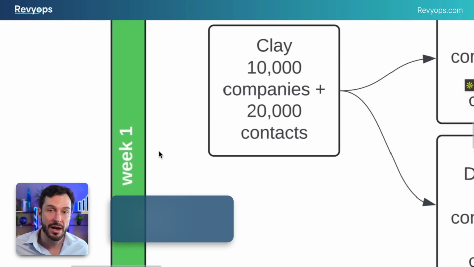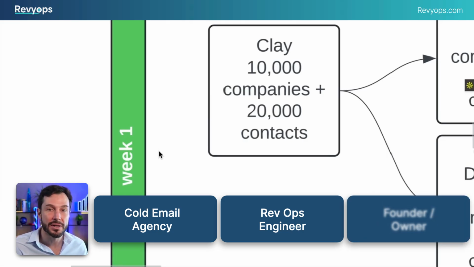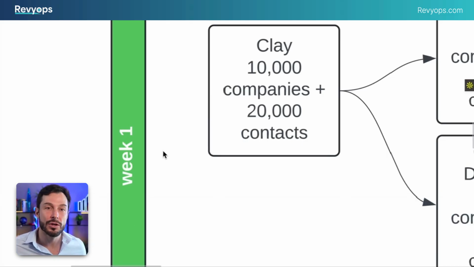So you can see here, let's say that you just started with a new client. Let's say you're a cold email outbound agency, or let's say you're a RevOps person, or even let's say that you have your own company, but you're managing your own process for running your own campaigns. Either way, you are going to start somewhere.